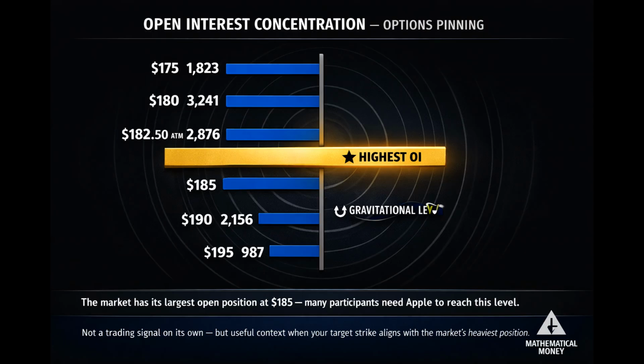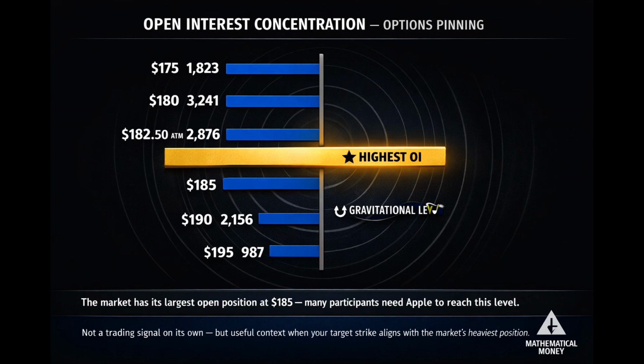The options chain also tells you something about where the market is positioned and where it expects the stock to go. Large open interest concentrations at specific strikes act as magnetic levels for the underlying stock. If the 185 strike on Apple has 4,500 open interest on the call side, a large number of participants have bet on Apple crossing 185.